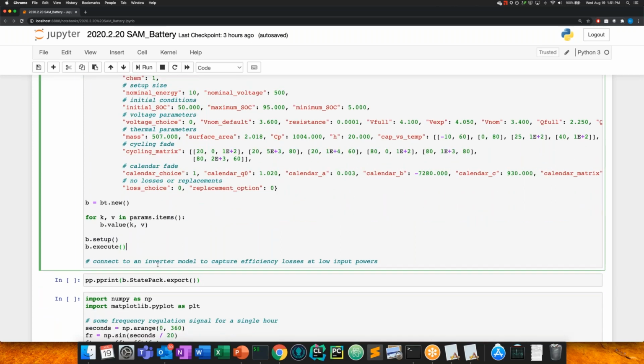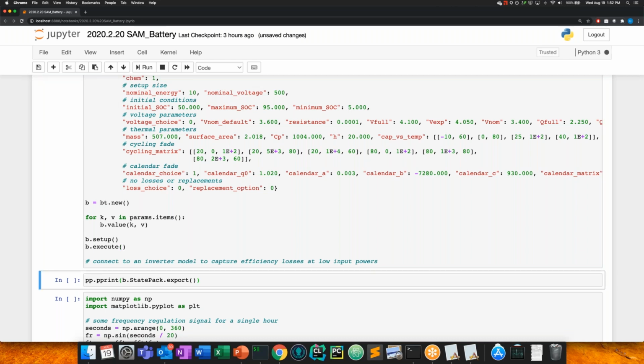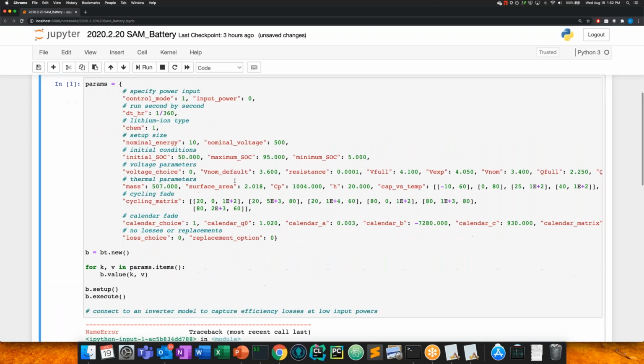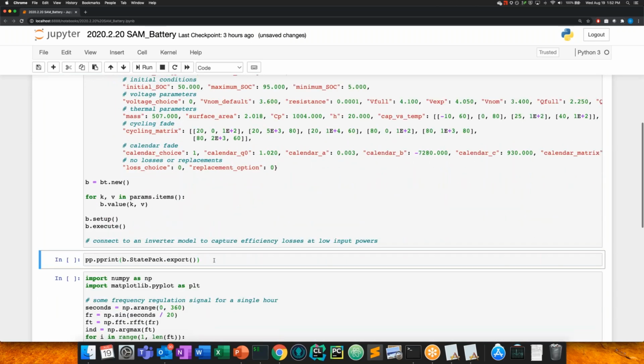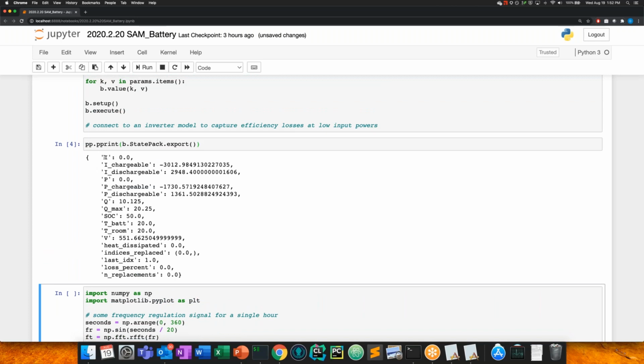Note I should also connect this battery to an inverter model to capture some efficiency losses at low input powers, which you might see for frequency regulation. Oops, I forgot to import. Here we go. So now we can just look at the state of the battery. The operating current is 0. We look at our max charging and discharge current, as well as our max charge and discharge power. We see that our state of charge is 50%, the battery is at the same temperature as the room, and it's currently at 550 volts.